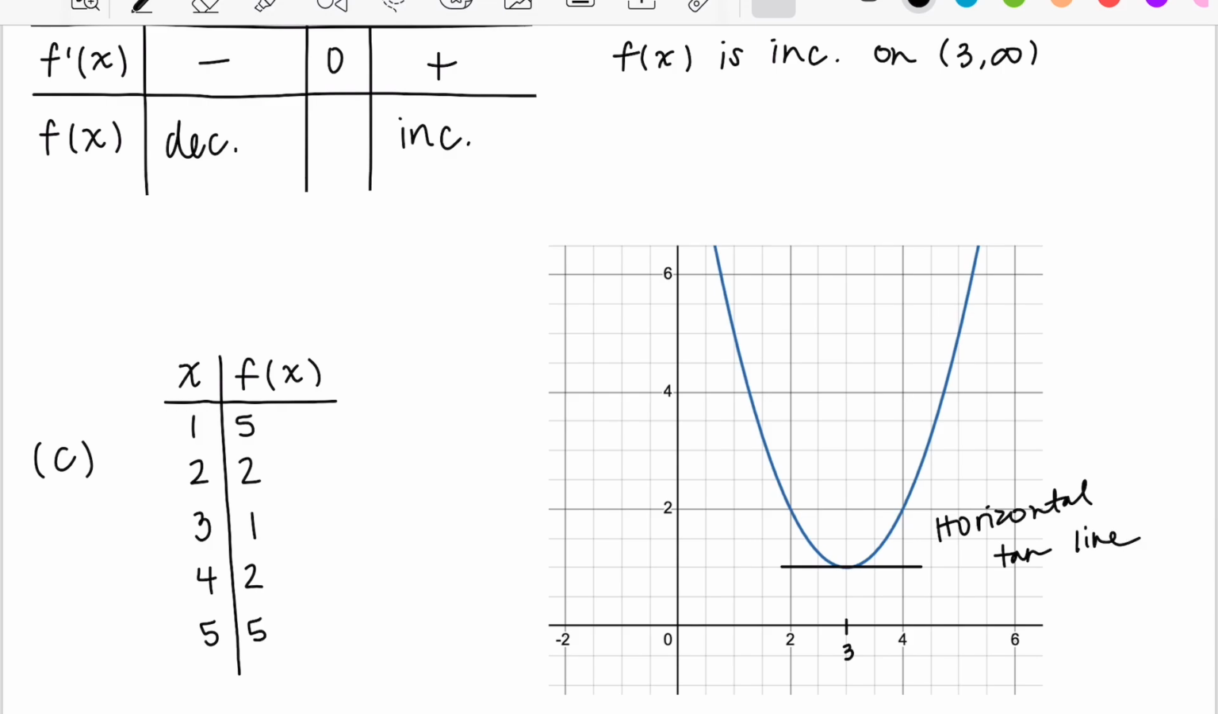And so our partition number, remember, splits this into two intervals. So negative infinity all the way up to 3, and then 3 all the way up to infinity.